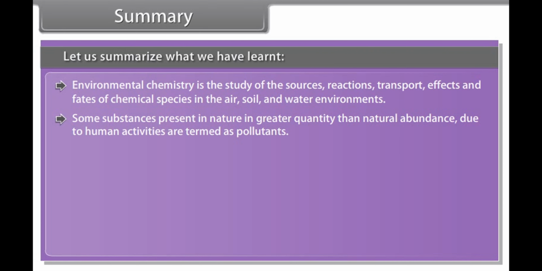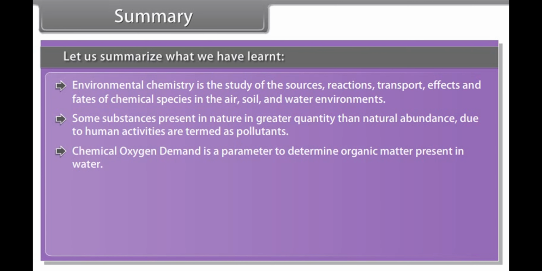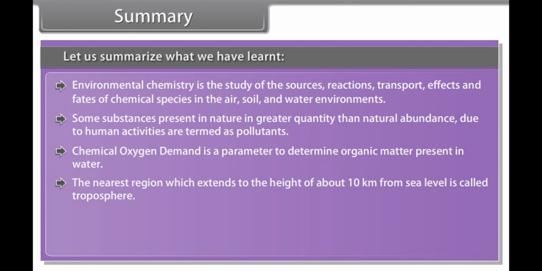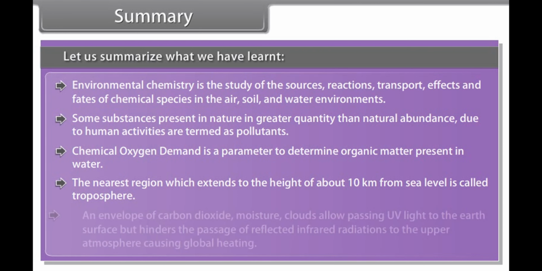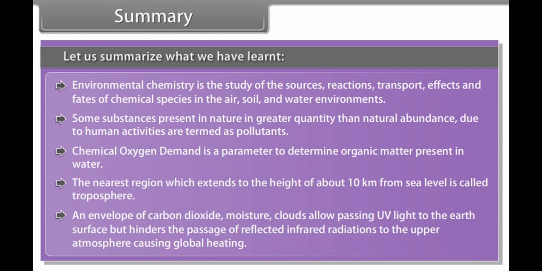Chemical oxygen demand is a parameter to determine organic matter present in water. The nearest region, which extends to the height of about 10 km from sea level, is called troposphere. An envelope of carbon dioxide, moisture, clouds allows passing UV light to the Earth's surface, but hinders the passage of reflected infrared radiations to the upper atmosphere, causing global heating.